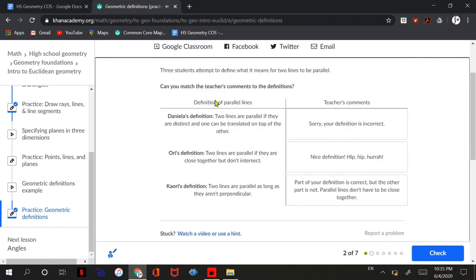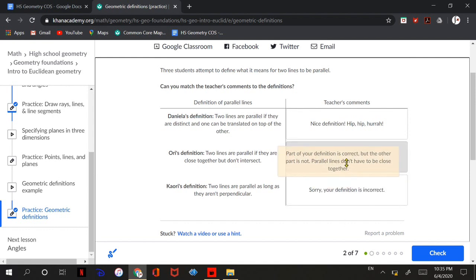Okay, definition of parallel lines. Pause the video and solve it yourself. Okay, let's look at it. Two lines are parallel if they are distinct and cannot be translated on top of the other. Yes, that is correct. Way's definition: two lines are parallel if they are close together but do not intersect.